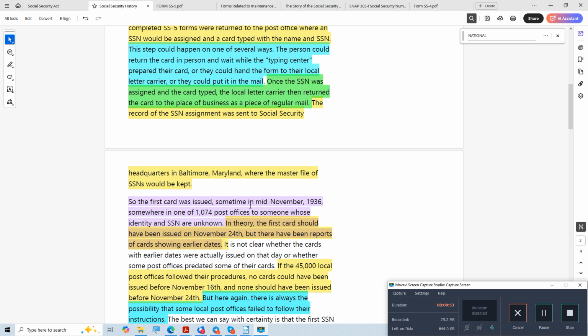So the first card was issued sometime in mid-November from one of the 1,000+ post offices. Didn't really know who it was. In theory, the first card should have been issued on November 24th, but there had been reports of cards showing earlier dates. It's not clear whether the cards of the early dates were actually issued on that date or some post offices predated some of their cards.